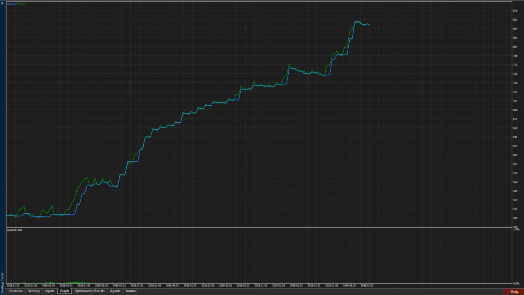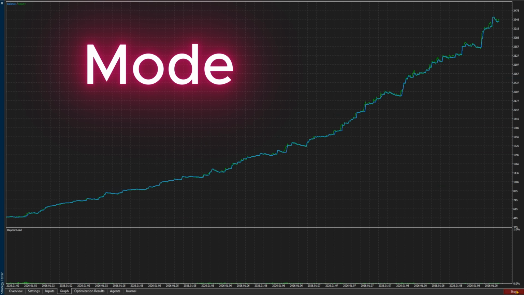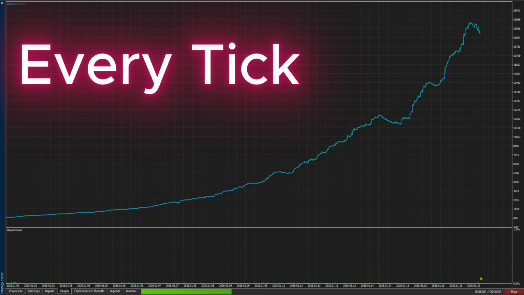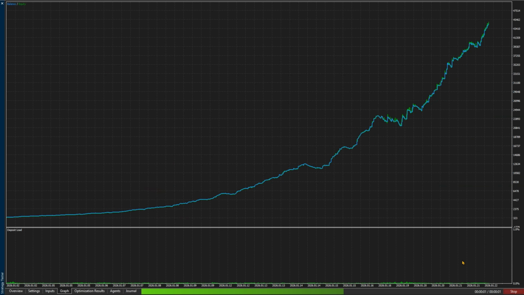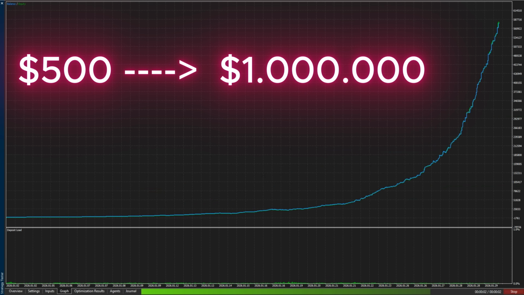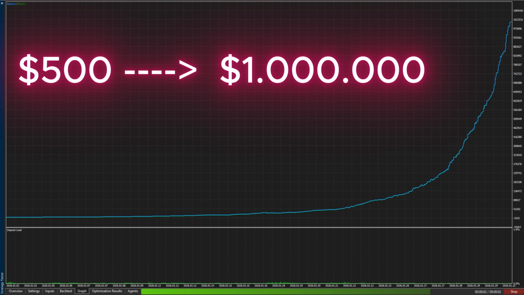This is the MT5 strategy tester. Mode, every tick. Watch the balance grow, smooth, confident. This is exactly what you see on marketplaces. This is exactly how sellers prove their EA works.